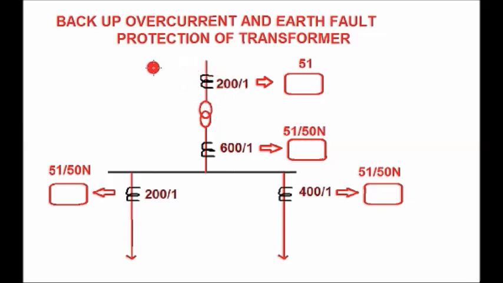So in this video, I'll discuss backup overcurrent and earth fault protection relay, and how the backup overcurrent and earth fault protection relay is coordinated with the feeder protection. Why is it called backup overcurrent and earth fault protection? Because it is a time delayed protection, and this overcurrent relay is coordinated with the feeder protection relay. Again, the HV side overcurrent relay is coordinated with the downstream LV side overcurrent relay. That is why it is called backup overcurrent and earth fault protection relay.